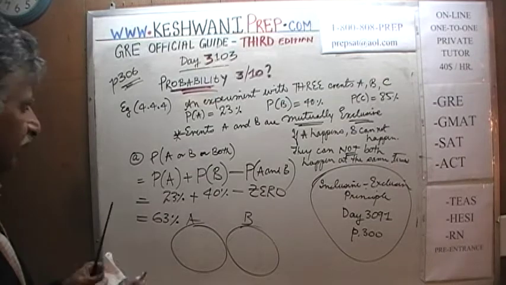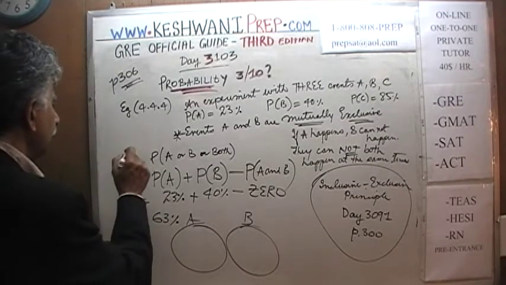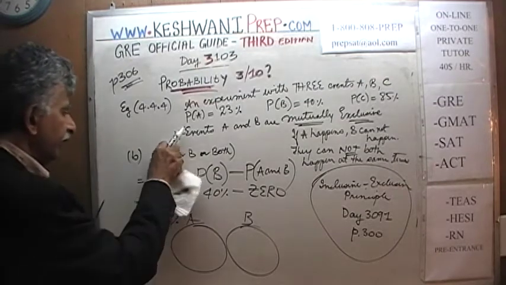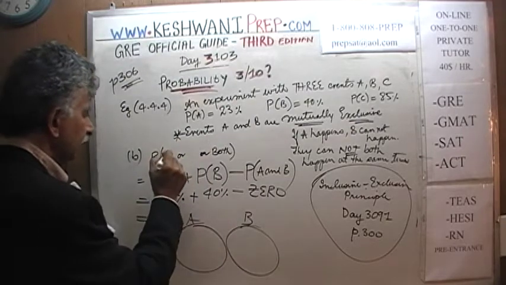Now let's look at the second part. In the second part, they're asking us, what are the odds that B, is it B and C?